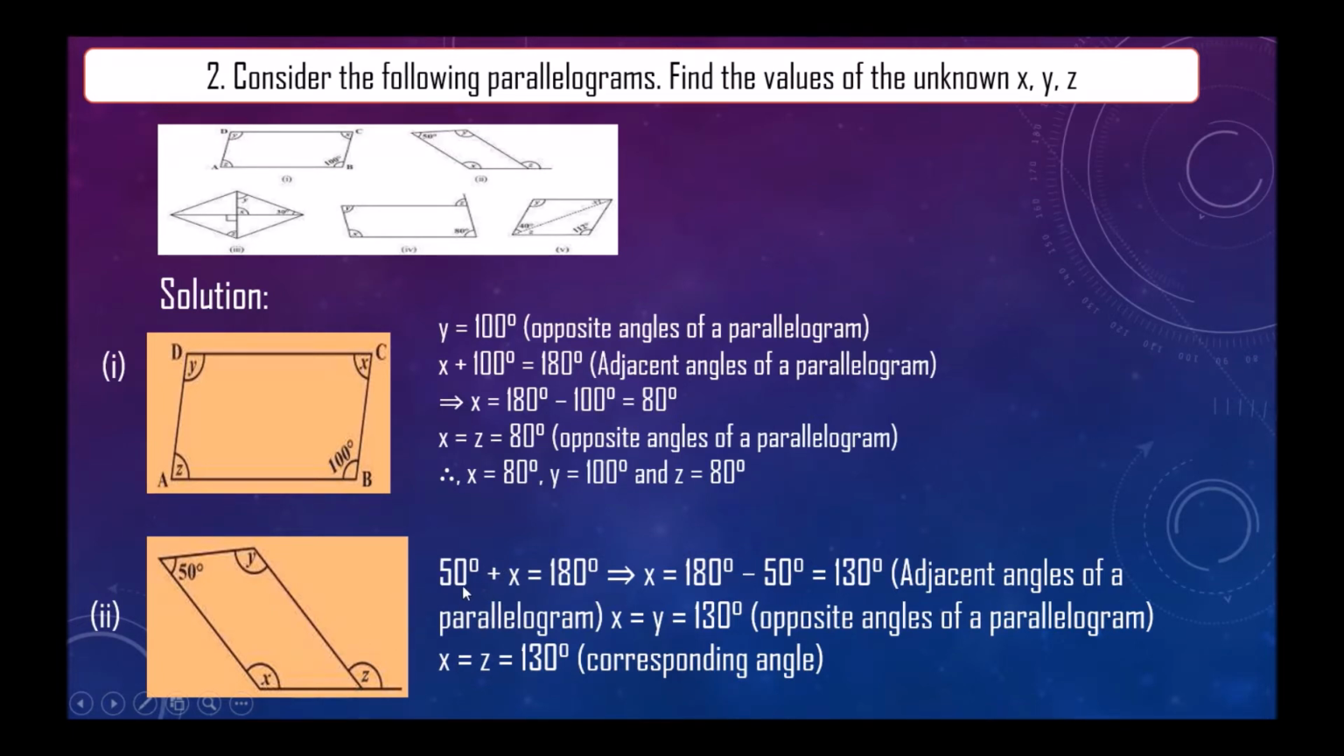Next, second one: 50 degrees plus x equals 180 degrees. So x equals 180 minus 50, that is 130 degrees, adjacent angles of a parallelogram. x equals y equals 130 degrees, opposite angles of a parallelogram. So x equals z equals 130 degrees, that is corresponding angles.